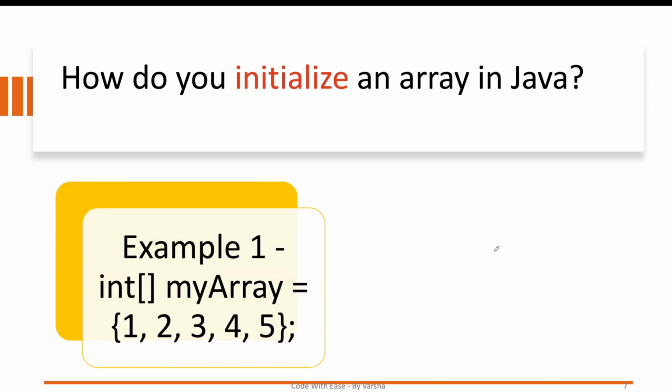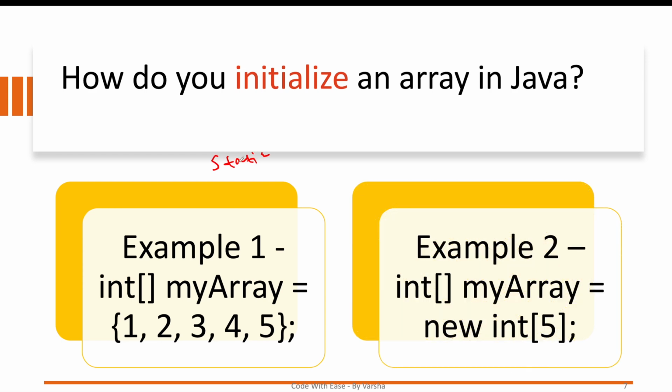There are 2 ways to initialize an array. In the first example that you can see, this is called static initialization. And the second example is called dynamic initialization. What is the difference? Before the equal to, what we see is the declaration part, right? After that, we are using curly braces and we are putting all the numbers 1, 2, 3, 4, 5. So I am stating that, okay, I'm creating an array called my array, and please add these numbers 1, 2, 3, 4, 5 into my array. So this is static because well in advance I'm declaring what are the elements I want to store in the array.